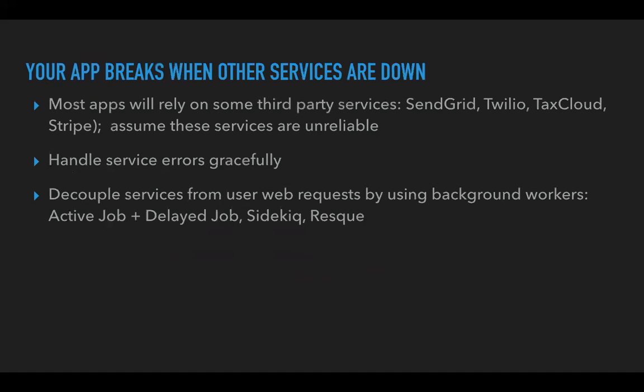I need to send a text message when this order is completed, let's say. Twilio API is down, somebody hits place order, and then they get a 500 page. They don't know if their order was placed successfully. They maybe hit refresh, which could cause problems. It's just a terrible user experience. So we should always trust that third-party services are unreliable and that there is going to be a point where they go down. So we should handle these service errors very gracefully.